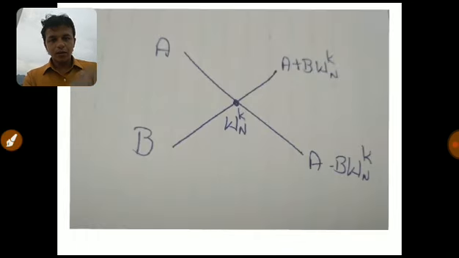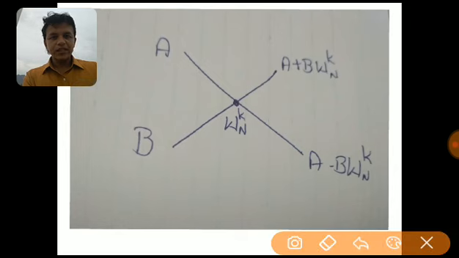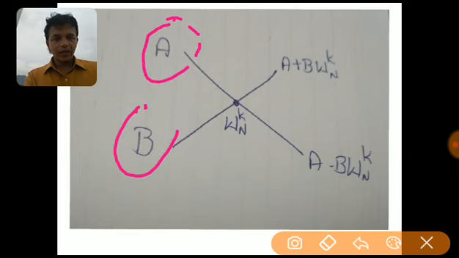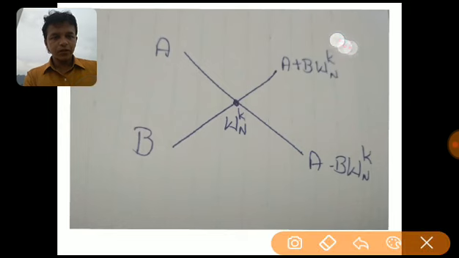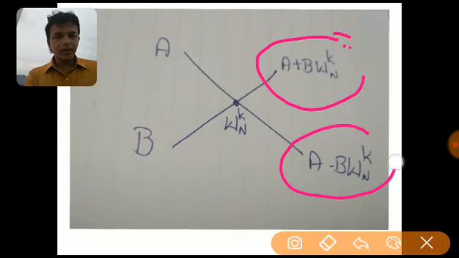This is the butterfly diagram for the decimation in time algorithm. A is given. At any stage when we draw the butterfly diagram, we have to consider A and B, and the Twiddle factor is also there. We have to multiply B compulsorily with the Twiddle factor, and in the upper part we have to add, and in the lower branch we have to subtract the multiplied B with Twiddle factor from A. So this is the butterfly diagram for decimation in time.